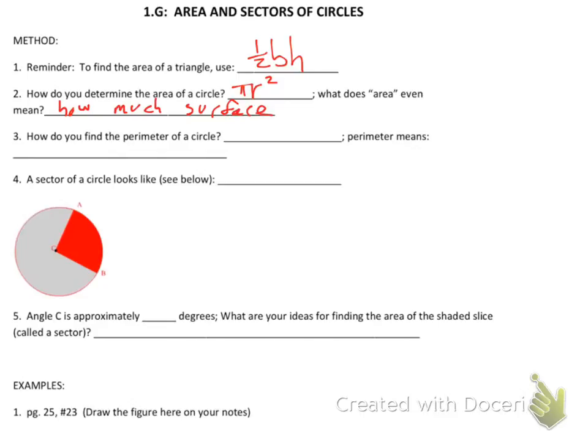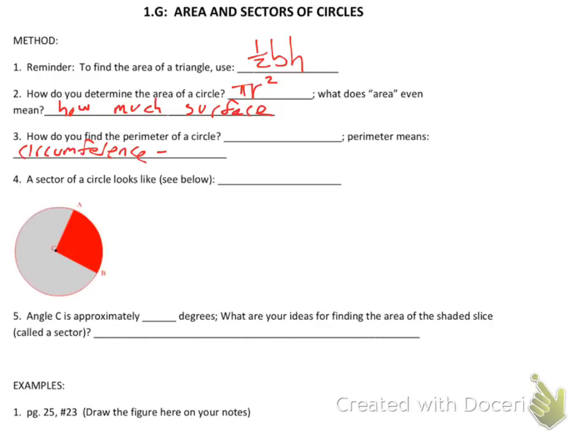Next one. I know I'm moving fast here because I just have to fill in the blanks. How do I find the perimeter of a circle? Wait, perimeter in a circle. That one's probably a little bit tougher. What's the formula for that? What's a fancy word for that? Circumference. Thank you. So maybe we don't know the formula, but what does perimeter mean?